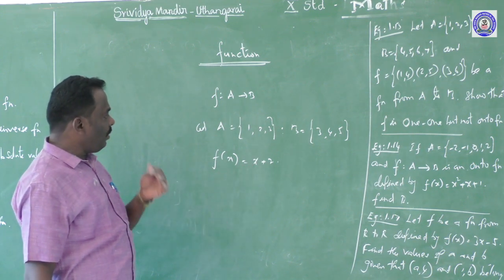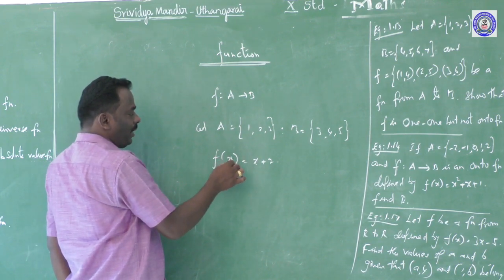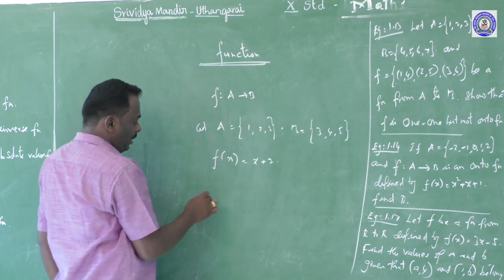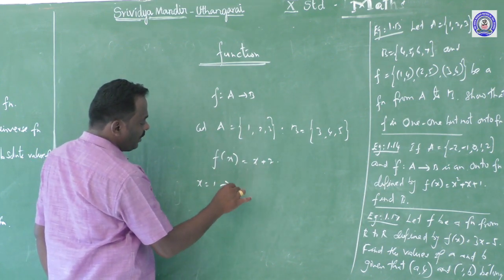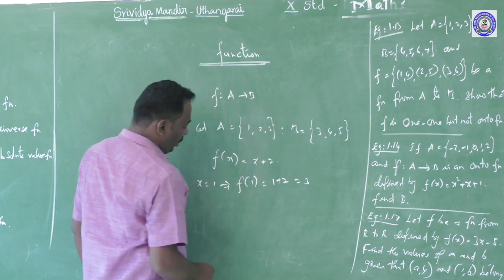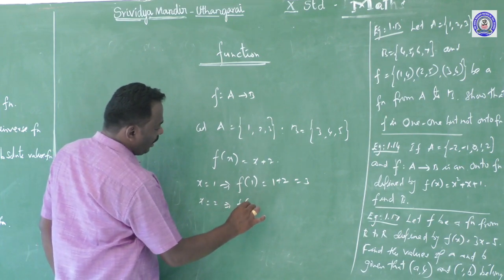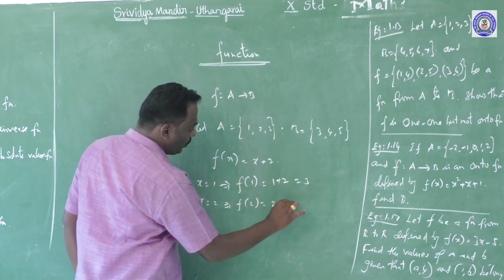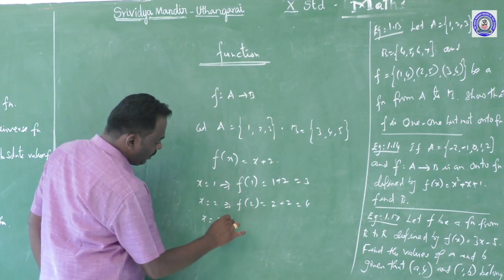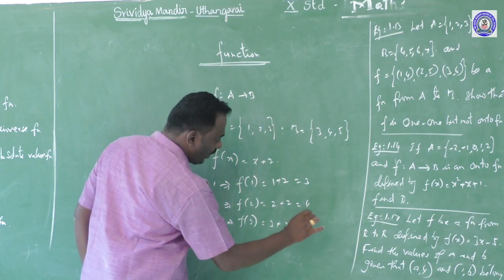Now we have to verify the function. The x values are taken from A, so substitute the x values from set A. Then x equals 1 implies f of 1 is equal to 1 plus 2, which is equal to 3. Then x equals 2 implies f of 2 is equal to 2 plus 2, which is equal to 4. Then put x equals 3, that implies f of 3 is equal to 3 plus 2, which is equal to 5.